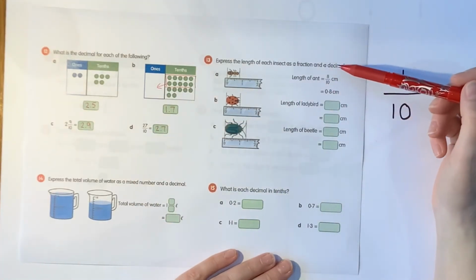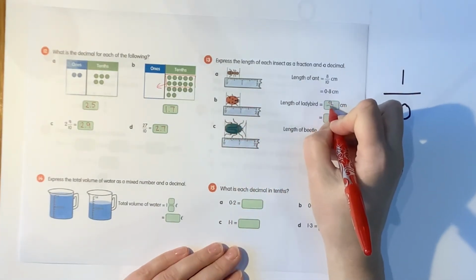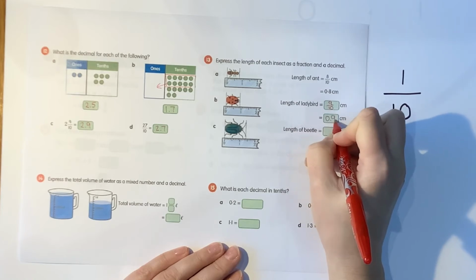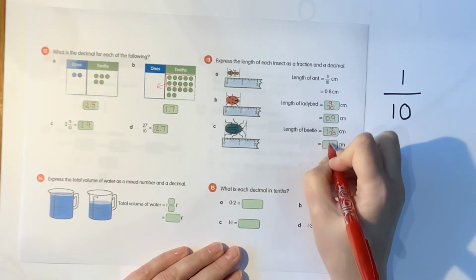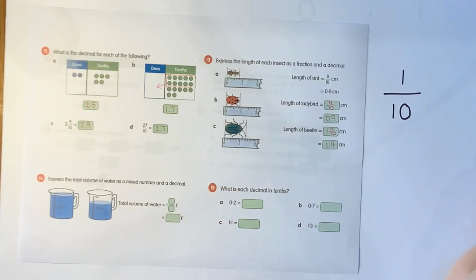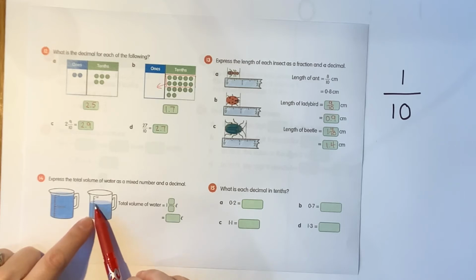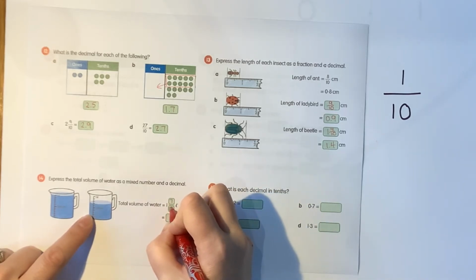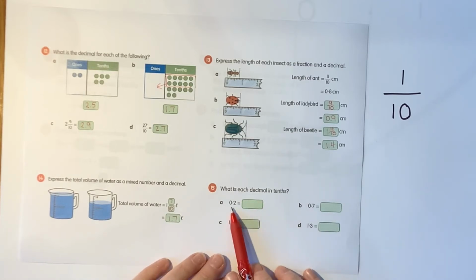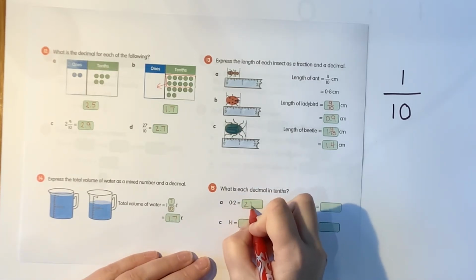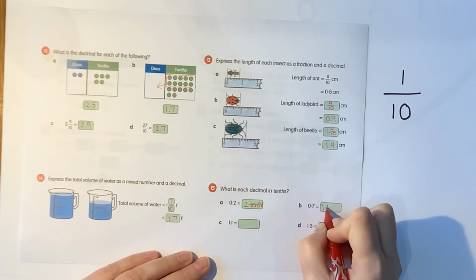Express the length of each insect as a fraction and as a decimal. Right, the ladybird is 9 tenths of a centimetre, or 0.9. The beetle is 1 and 4 tenths of a centimetre, or 1.4 centimetres. And then here, we've got a whole one and 7 tenths, which is 1.7 litres. And in each decimal, the tenths here is 2 tenths, 0.2. 0.7 is 7 tenths.